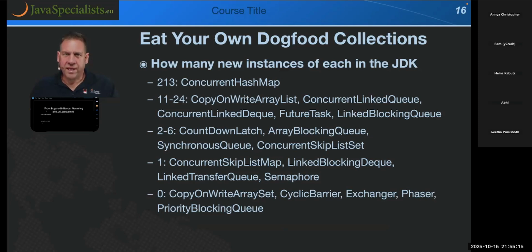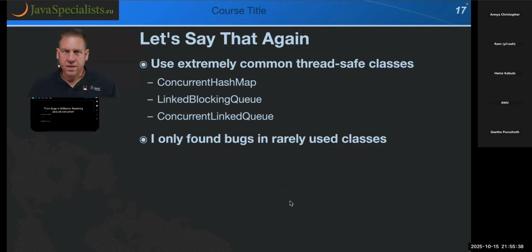The CopyOnWriteArrayList is used a lot. The ConcurrentLinkedQueue and Deque are used a lot. FutureTasks and LinkedBlockingQueue. And after that, we go into risky territory where they might be used, but they might not be used that much. And anything below this line here, we're looking towards maybe having errors inside. So we try to use the most commonly used thread-safe classes, and I've only found bugs in rarely used classes so far.